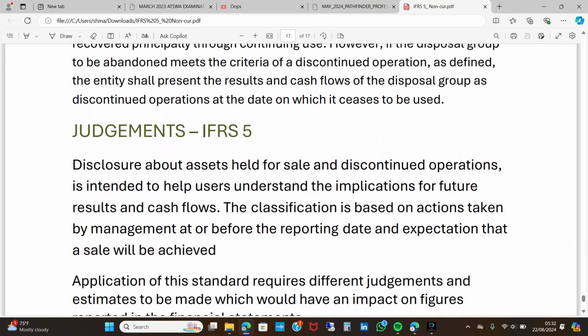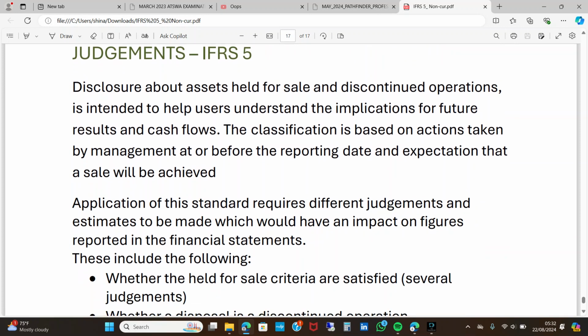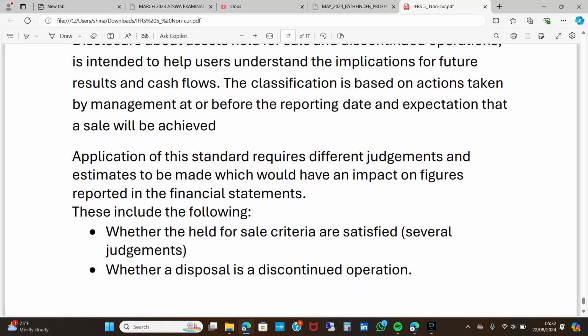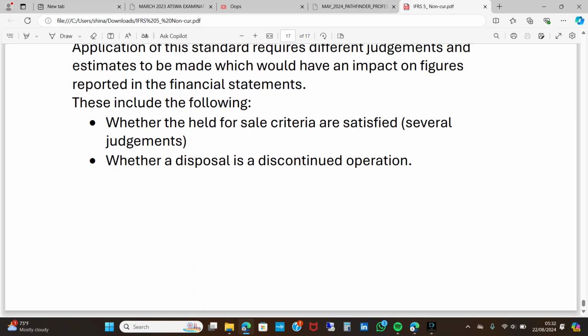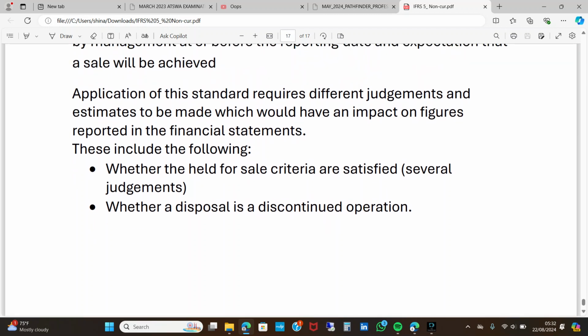Then let's look at what we call judgment under IFRS 5. Please, this can also come out in the exam. Disclosure about assets held for sale and discontinued operation is intended to help users understand the implications for future results and cash flow. The classification is based on actions taken by management at or before the reporting date and the expectation that the sale will be achieved. Application of this standard requires different judgments and estimates to be made, which would have an impact on figures reported in the financial statements. This includes the following: whether the held for sale criteria are satisfied, whether a disposal is a what? Discontinued operation.